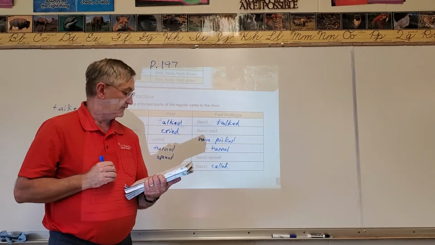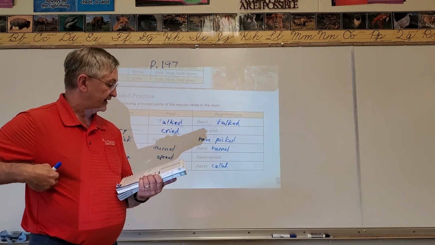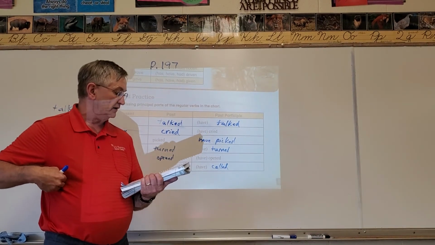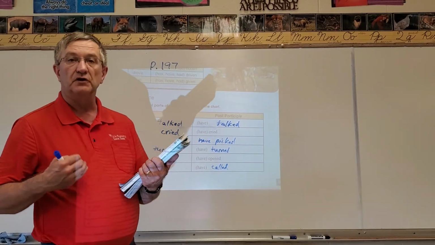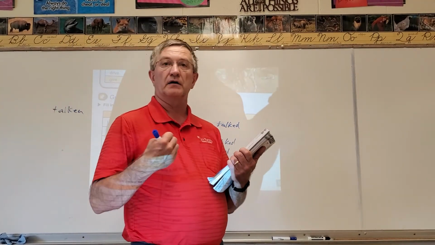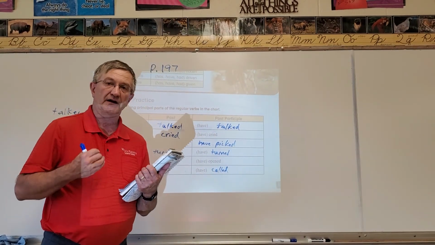That'll be 1 through 12. On the second part, beside each set of principal parts below, write R if the verb is regular, or I if it's irregular. So you're going to, again, multiple choice. The choice will be I or R. So again, I'm kind of walking through that.